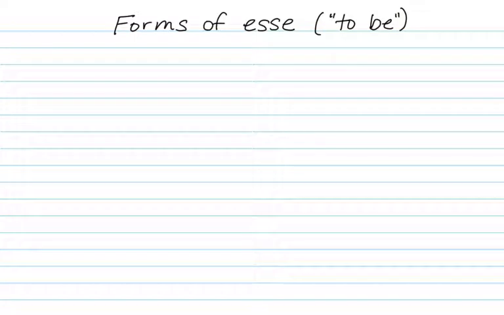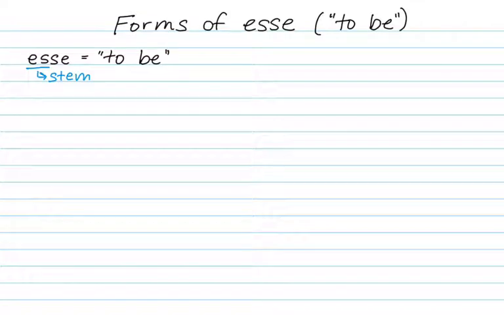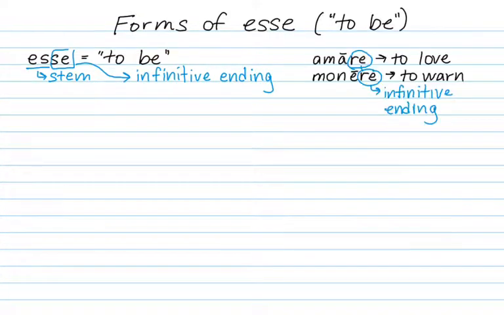The last new grammatical concept in this chapter is forms of to be and the idea of the predicate nominative. The infinitive of to be is esse. The stem is es, and the ending is se. If you recall from the first and second conjugations, you're used to an infinitive ending in re. The se of the verb esse is the same as the re of the verbs amare and monere.